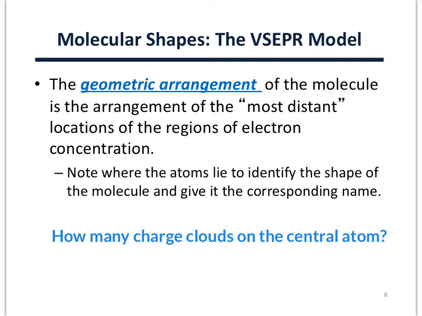Again, I'll try to stick with geometric arrangement, but if I say something that confuses you, just let me know because I've taught this out of several different books. The geometric arrangement does not account for whether a charge cloud is a bonding or a non-bonding group of electrons. It looks only at the number of charge clouds around the central atom. We'll look at the different geometric arrangements on the next slide.